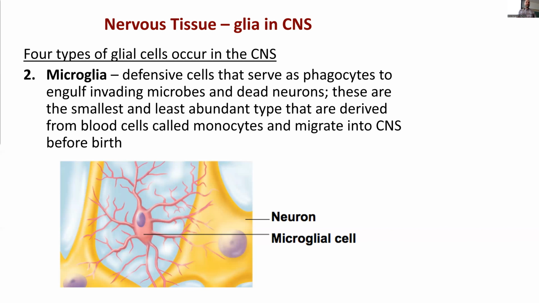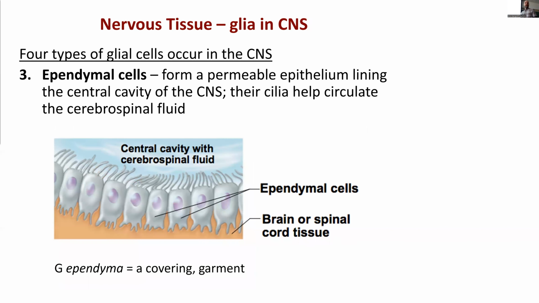Next, we have my favorite, and I don't know why they're my favorite, but these ependymal cells. These guys are important in forming the blood-brain barrier. They act like epithelial cells in some way, and they form this permeable epithelium lining of the central cavity. What they do is form the lining between the nervous tissue and the cerebrospinal fluid.